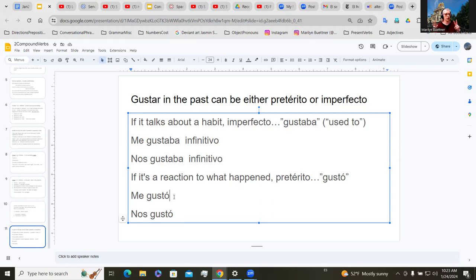So it can't mean used to like. It's got to mean something that is probably kind of recent. Okay. Por ejemplo, un ejemplo aquí sería como me gustó ver la peli Barbie. I liked seeing the Barbie movie, because the idea behind it isn't I used to like seeing the Barbie movie. No, you didn't watch it like 15 times.